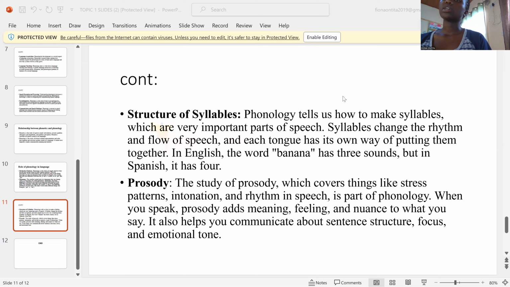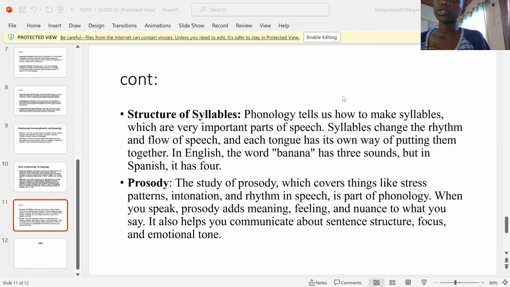Next, we have the structure of syllables. Phonology tells us how to make syllables, which are very important parts of speech. Syllables change the rhythm and flow of speech, and each tongue has its own way of putting them together. In English, the word banana has 3 syllables, but in Spanish, it has 4.